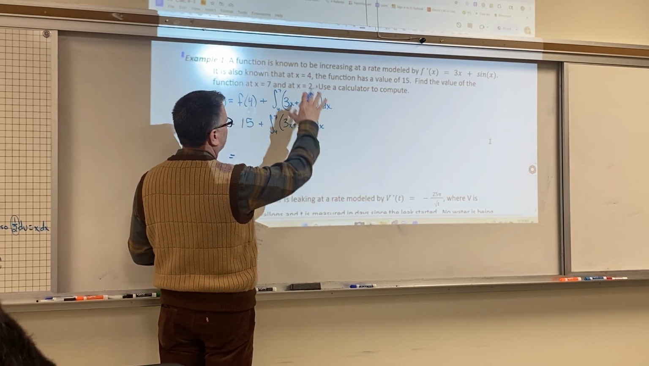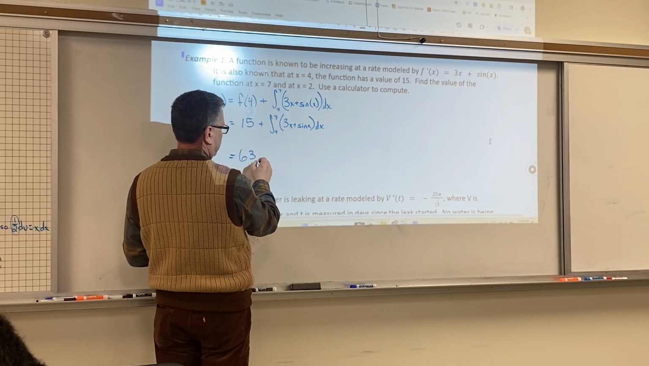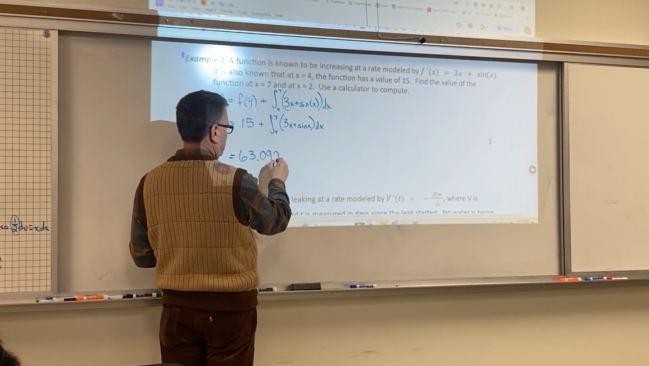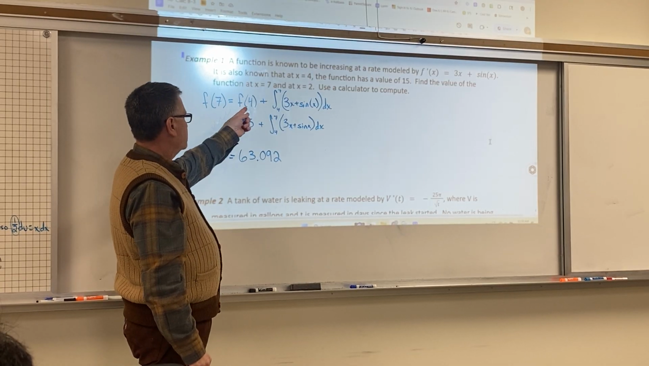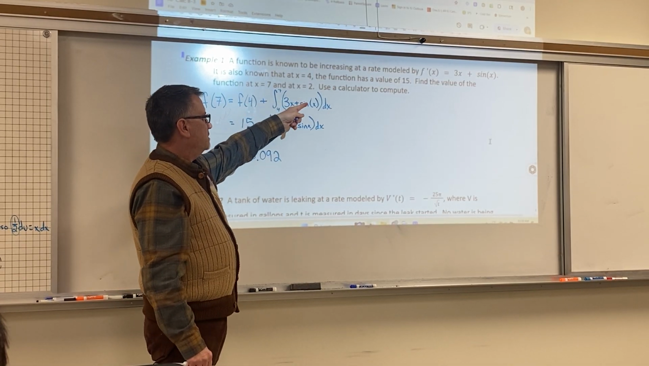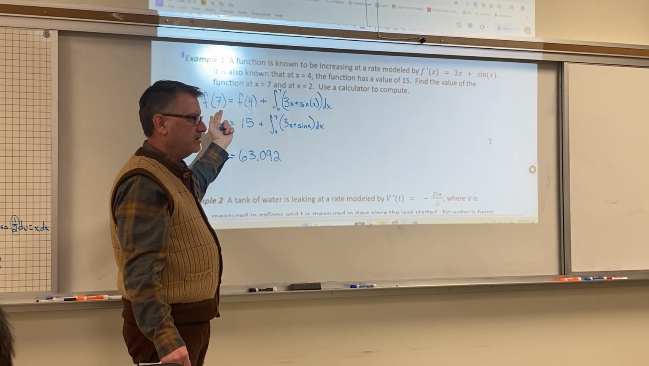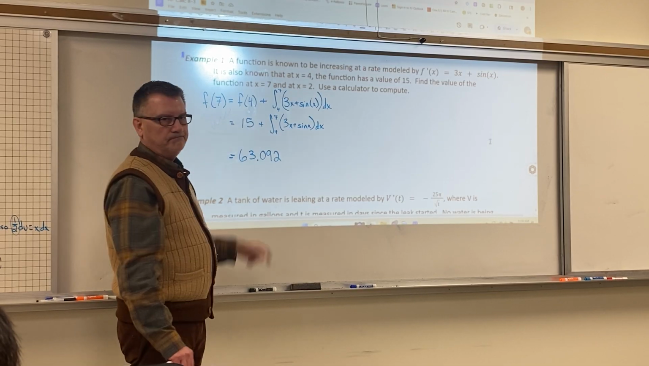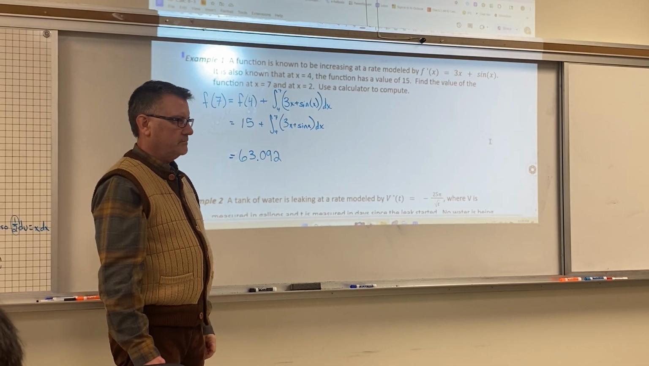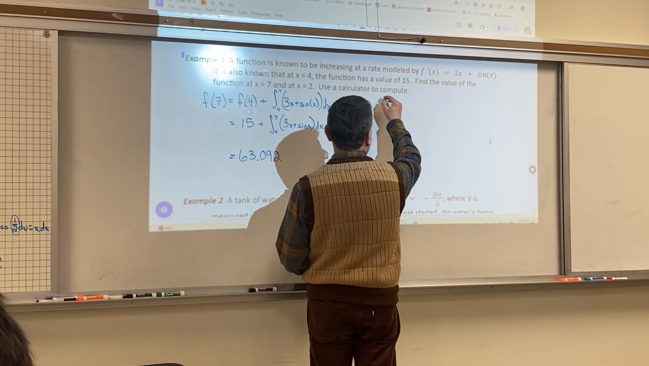So everybody's getting 63.092. Make sure your calculator's in radians. They didn't really give me any units of measure, so I'll just write down 63.092. And I know that because if I did this and subtracted this over, I would have the fundamental theorem of calculus. The integral from 4 to 7 would equal this minus this. Pretty easy. Okay, what about when x is 2.